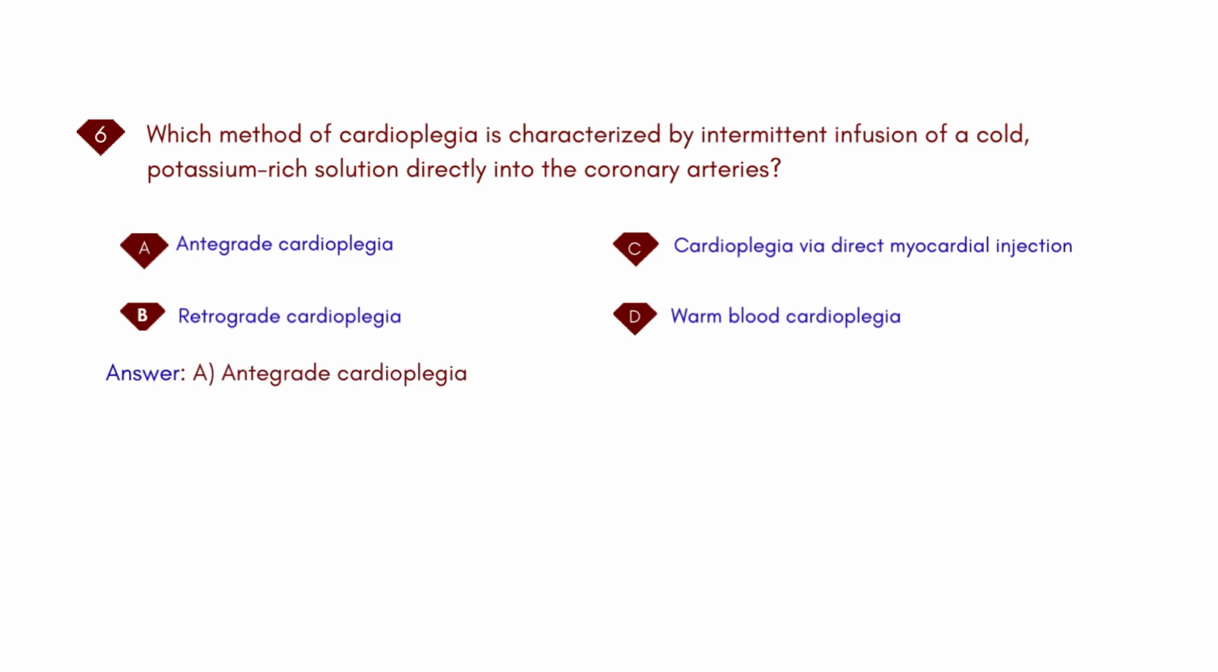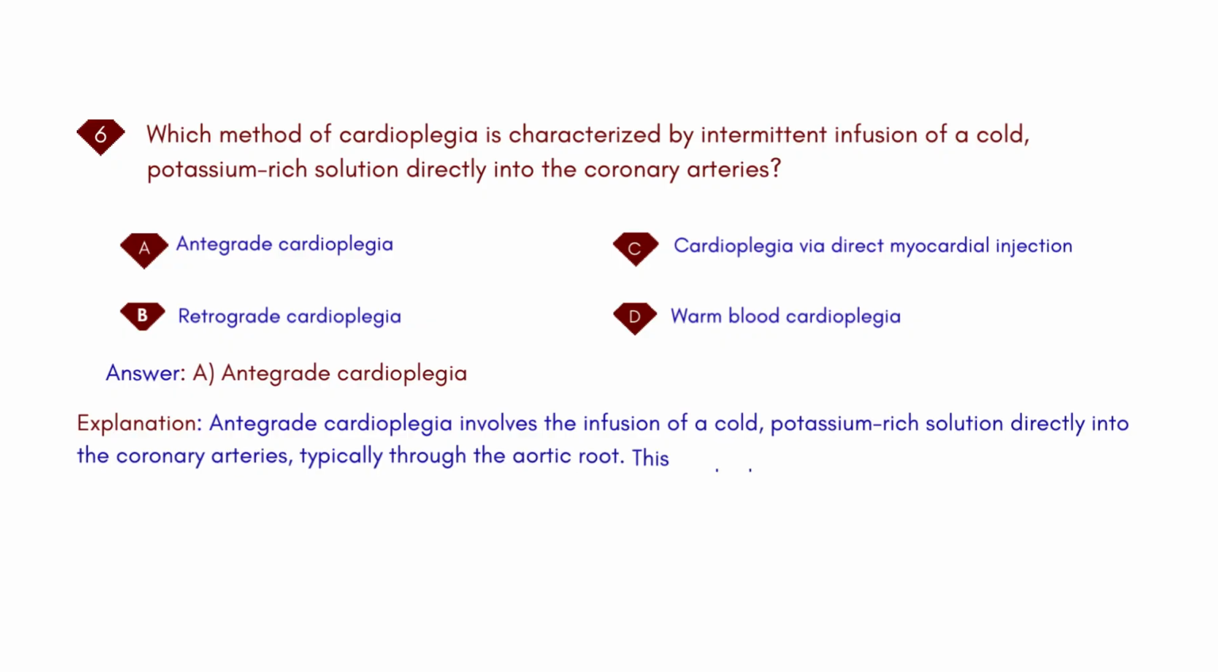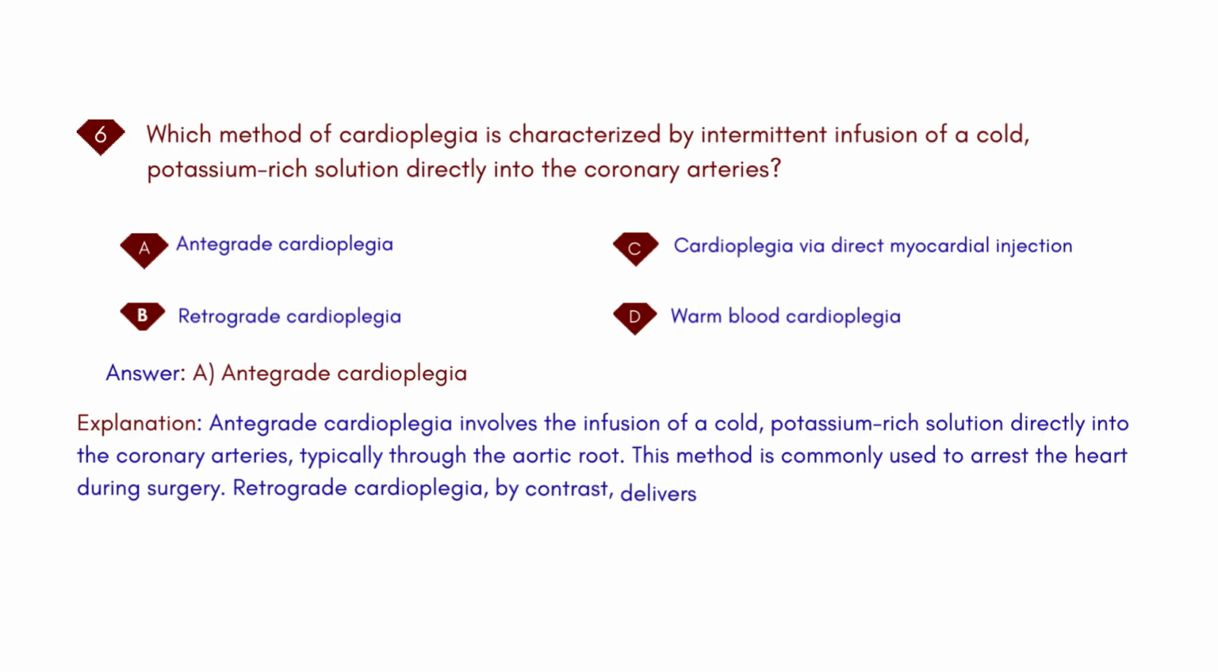Antegrade cardioplegia. Explanation: antegrade cardioplegia involves the infusion of a cold, potassium-rich solution directly into the coronary arteries, typically through the aortic root. This method is commonly used to arrest the heart during surgery. Retrograde cardioplegia, by contrast, delivers the solution through the coronary sinus.